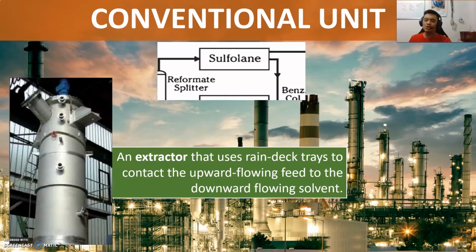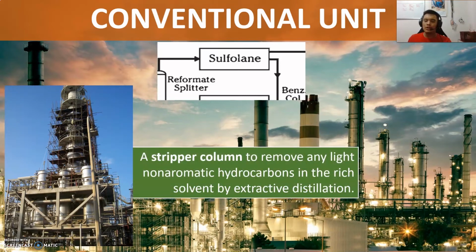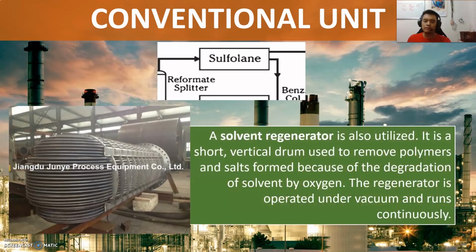This is the conventional configuration, and one of the equipments used in the conventional unit is an extractor. An extractor uses rain deck trays to contact the upward flowing feed with the downward flowing solvent. Another equipment is the raffinate wash column to recover the residual solvent carried over in the raffinate from the extractor. Another one is a stripper column to remove any light non-aromatic hydrocarbons in the rich solvent by extractive distillation. Another one is a recovery column to separate the aromatic extract from the sulfolane solvent via vacuum distillation.